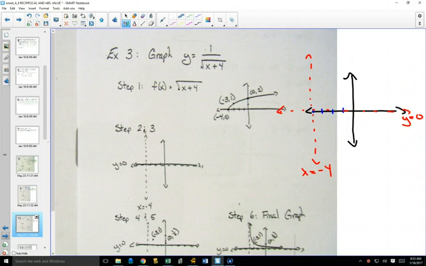Step 3 is points and graph. So if we look at our original graph, we've got -3, 1, 0, 2. If you wanted another point, what would be the next nice point on this graph?